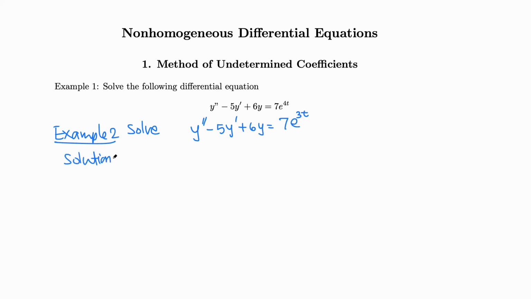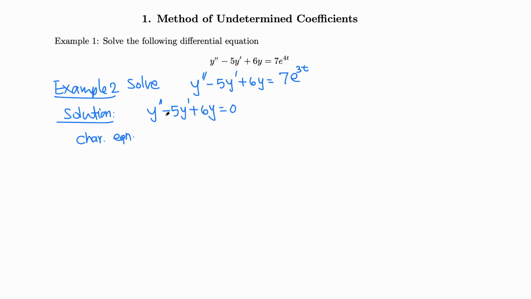Solution. Like last time, we first consider the corresponding homogeneous equation, and we know how to solve this. We find the characteristic equation, which is r squared minus 5r plus 6 equals 0. We factor and get the values of r. Based on these two roots, we get e raised to 2t and e raised to 3t. We got two solutions from two roots.